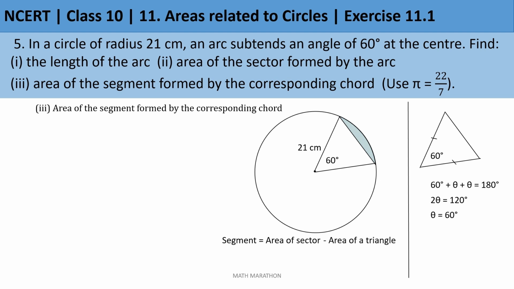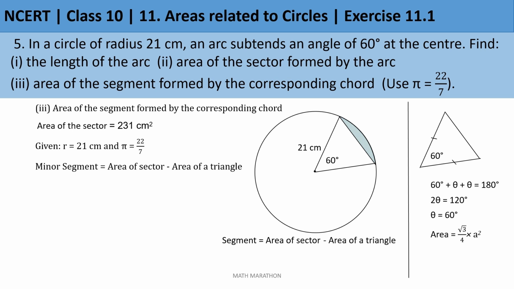So, the triangle is an equilateral triangle. Area of an equilateral triangle is root 3 by 4 a square. From section 2, we got area of sector is 231 centimeter square. We have the following information: radius r is 21 centimeter and pi is 22 by 7.